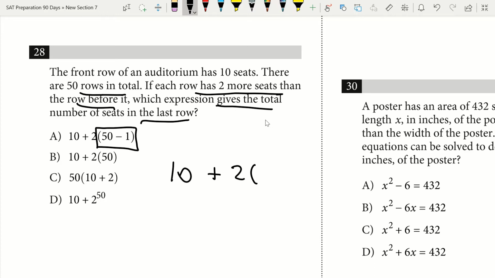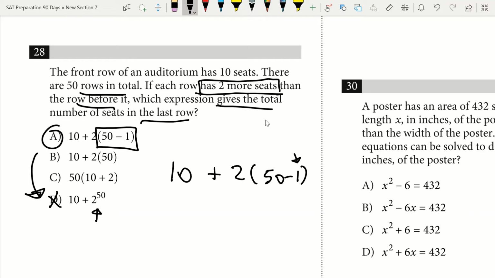Well, we know there's 50 rows in total, and our first one has 10. We can't count our first one twice, so we have to subtract that first row by doing that minus 1. Okay, so answer there is going to be A. All right, as far as why we know the other answer choices are wrong, I want to show you that real quick as well. Okay, we know 2 to the power of 50 is wrong because that would be exponential growth. Okay, if we're raising it to a power, that's going to be exponential growth, and we know it's linear because each row is gaining 2 more seats than the row before it, so that's linear growth.